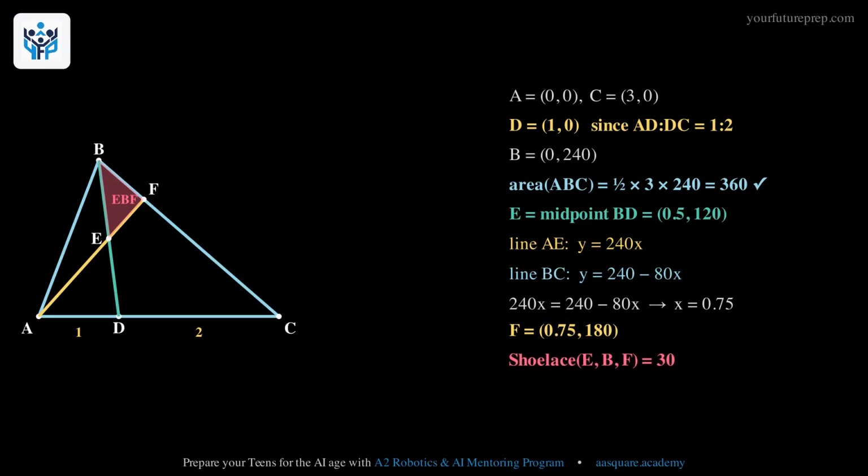Finally, apply the shoelace formula to E at (0.5, 120), B at (0, 240), and F at (0.75, 180). The area works out to exactly 30. So the area of triangle EBF is 30, choice B.